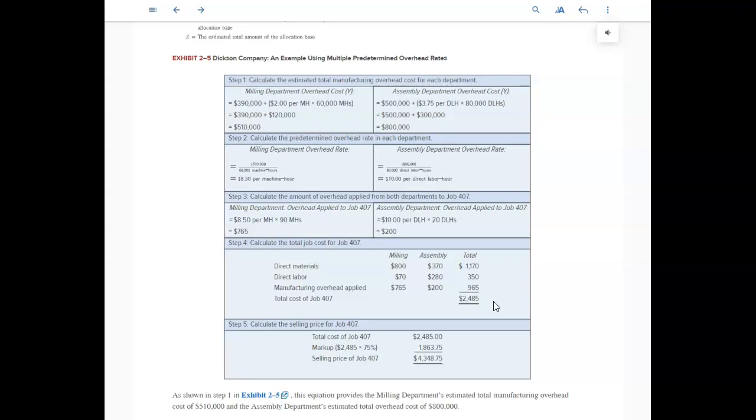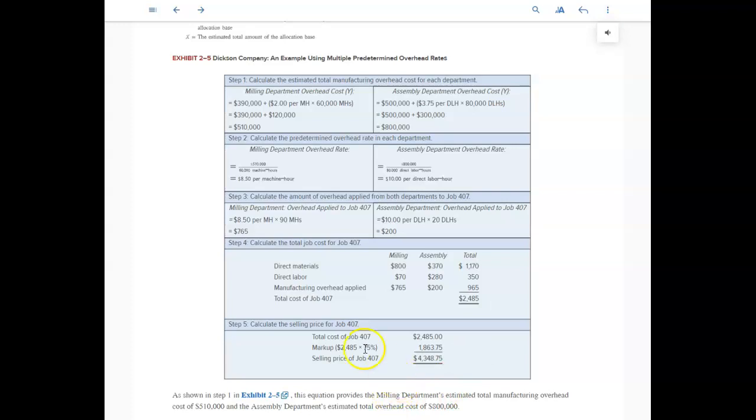Now think about it. That $2,485 includes the materials we added in milling, the labor we used in milling, and we applied overhead in the milling department. It also includes the materials we added in assembly, the labor we used in assembly, and the overhead we applied for the assembly department. So a total of $2,485.